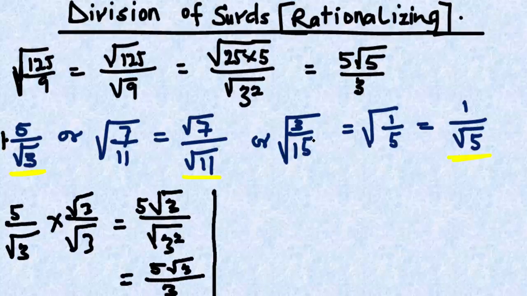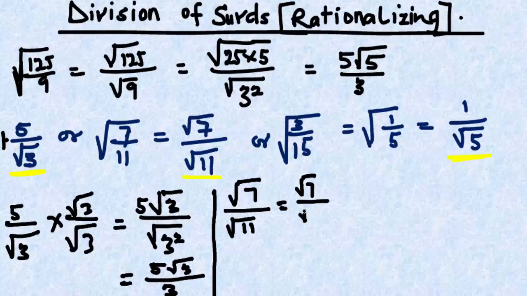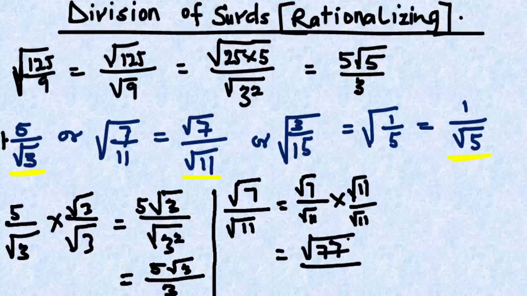Now taking the second one, we have root 7 over root 11, which will be equal to root 7 over root 11 multiplied by root 11 over root 11. In this case, 7 times 11 will give you root 77, then root 11 and root 11 will give you 11.